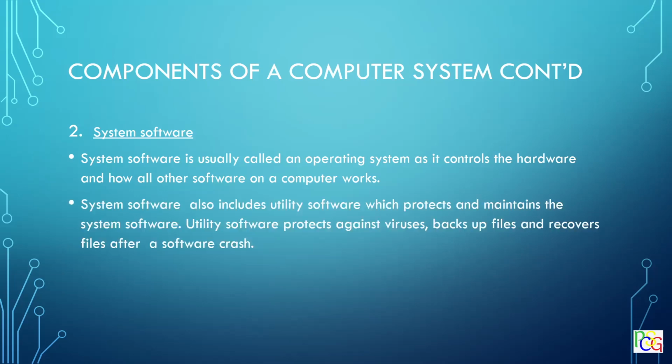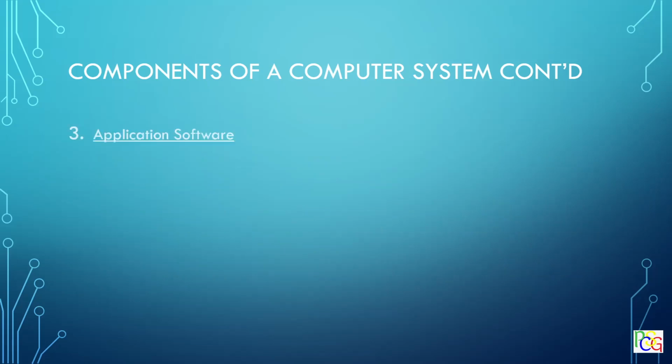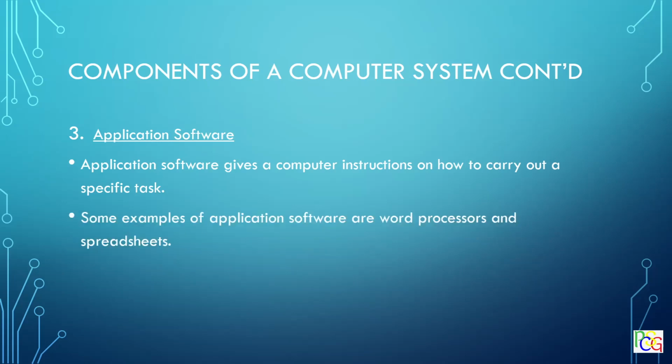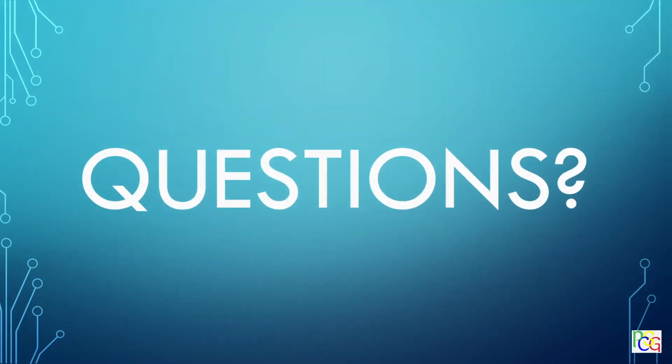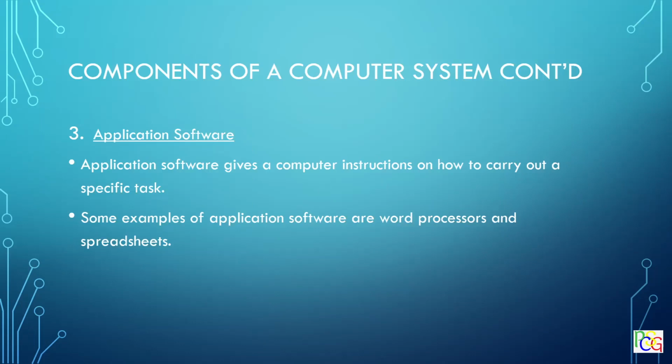And they also come with utility software, which protects and maintains the system software. So protecting against viruses, backing up files, recovering files after a software crash. Those are some examples. Then we went through application software, which gives computers instructions on how to carry out a specific task. So those would be things that you download from the App Store. And that was the end of components of a computer system.